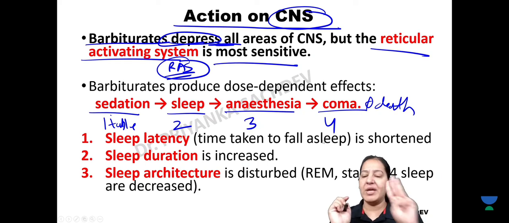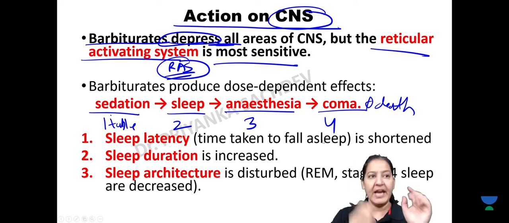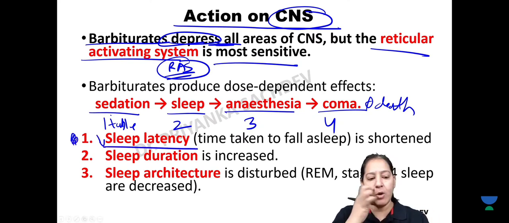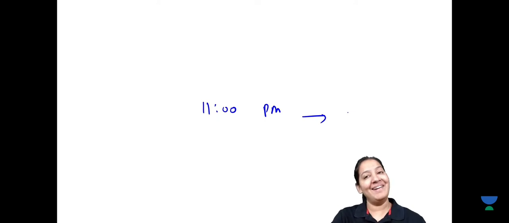They cause three things in the brain. Okay, they decrease the sleep latency. What do you mean by sleep latency? So I usually go to bed at 11 o'clock every night, and within 10 minutes I go to sleep. I'm very tired by night, and I feel sleepy after having my dinner, after having a walk. I go to bed and I just fall asleep at 11:10 or 11:15.